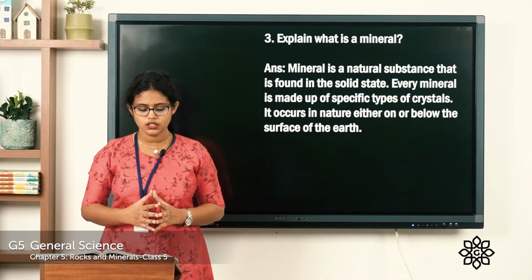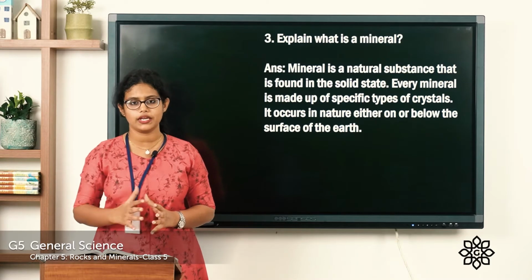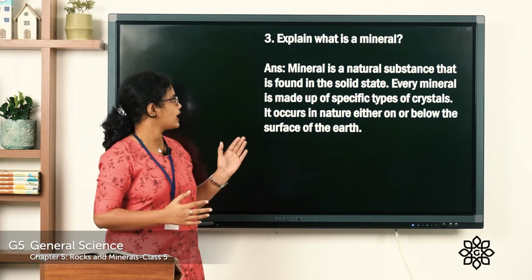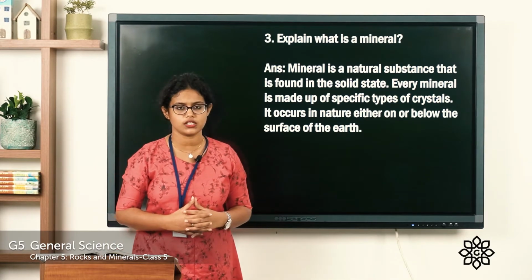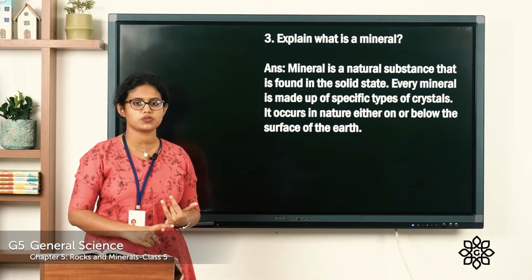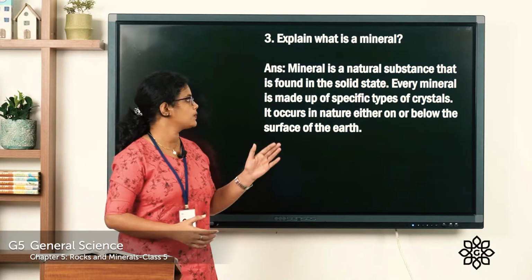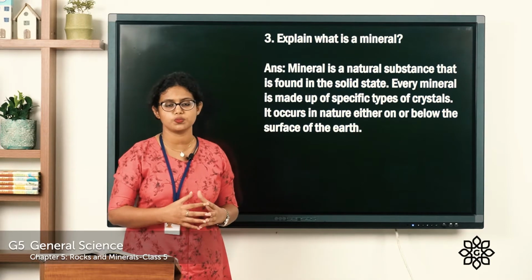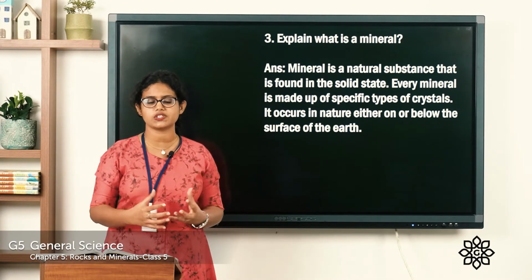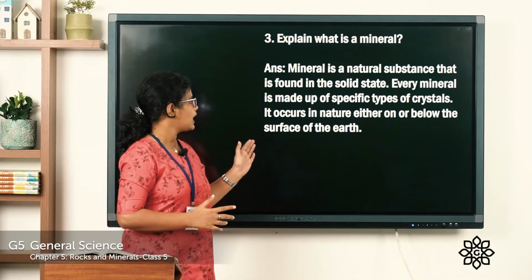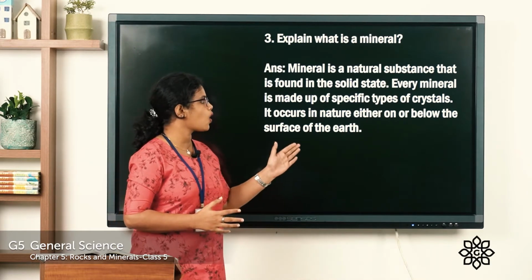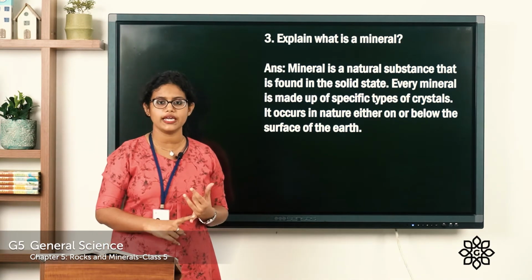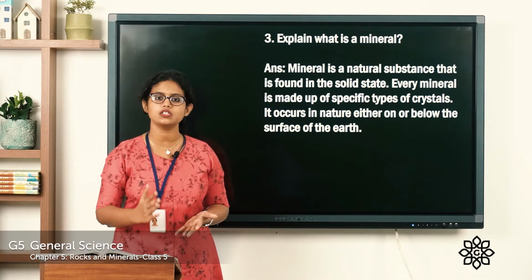Coming to the third one, explain what is a mineral. You can write the answer as, a mineral is a natural substance that is found in the solid state. Every mineral is made up of specific types of crystals, which means that they have a specific pattern and shape. It occurs in nature either on or below the surface of the earth.